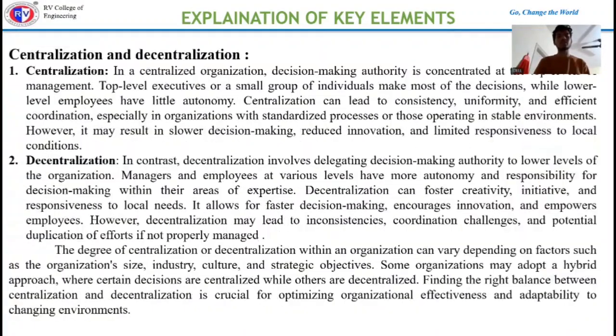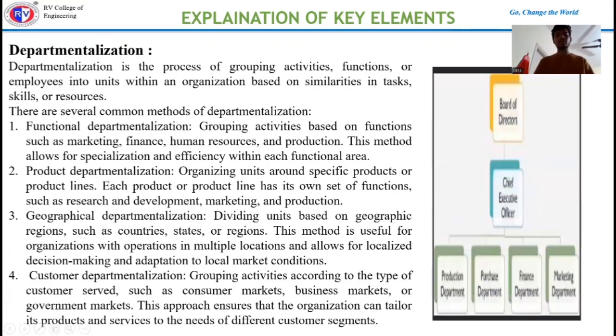Now let's take a look at each of the key elements in detail. Hierarchy. Hierarchy refers to the arrangement of individuals within an organization according to their relative authority, status, and responsibility levels. So basically, this puts every employee in the organization in a hierarchical order, so that each employee is defined of what he should do or how he should act and take decisions.